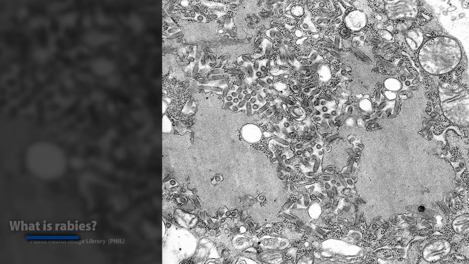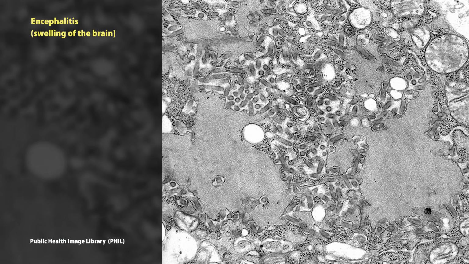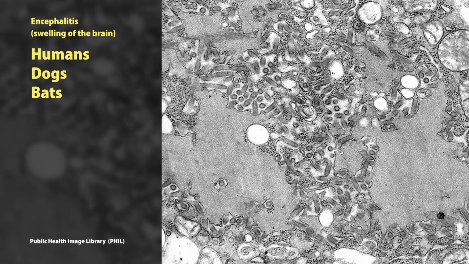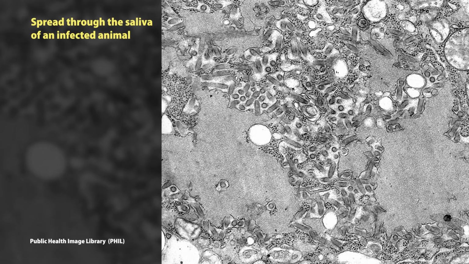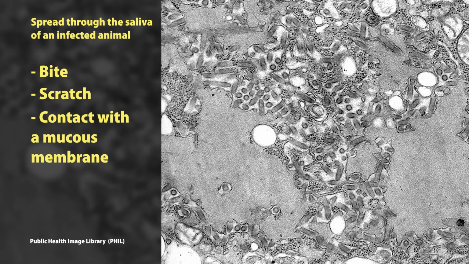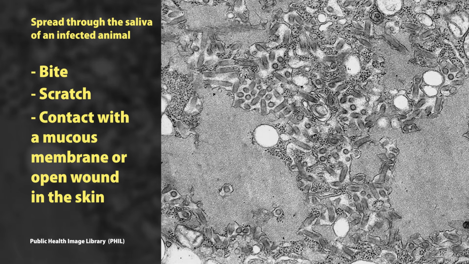It affects the nervous system, causing encephalitis, swelling of the brain, in humans and other animals such as dogs and bats. It is spread through the saliva of an infected animal through a bite, scratch, or contact with a mucous membrane or open wound in the skin.